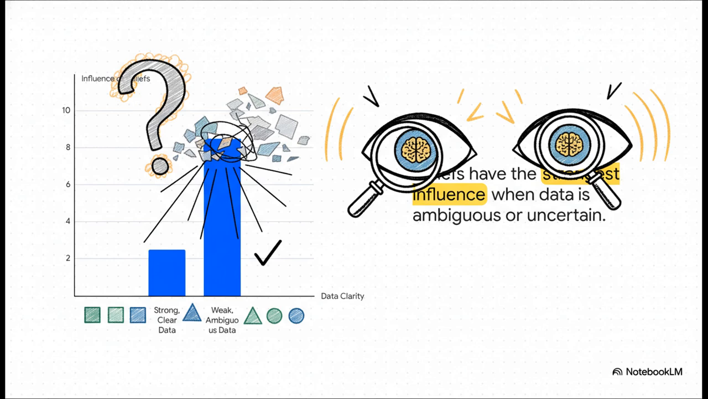So when does this bias have the biggest impact on us? The research points to one key ingredient: uncertainty. As you can see here, when the data is strong and the trend is clear, the influence of our beliefs is actually pretty low. The evidence just wins out. But when the data is weak, when it's messy and ambiguous, well, that's when our beliefs rush in to fill the gaps and tell us the story we want to hear.